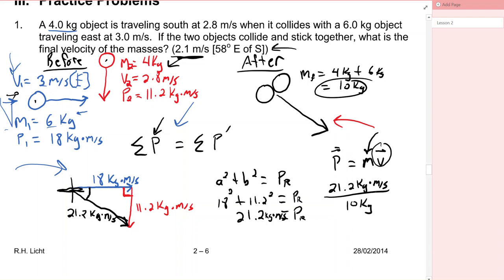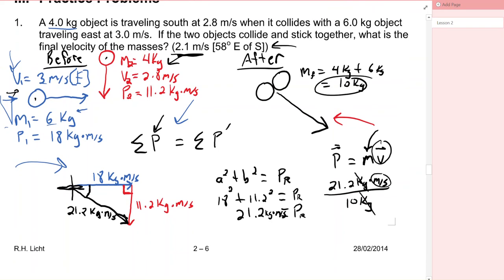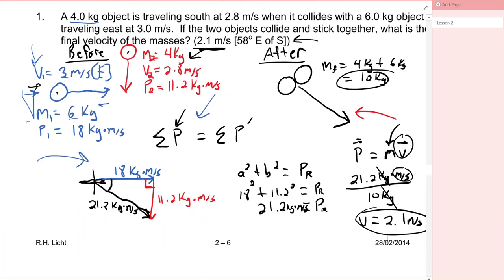Notice how my units cancel nicely, right? Kilograms cancel with kilograms. I'm now in units of meters per second. So that should just move the decimal place over 1, right? So in the end, we do end up with a velocity. So velocity is equal to 2.1 meters per second. Okay, so you might say, yay, we got the answer, that's it. Nope, not quite, right? That's why the answer has this stuff here.